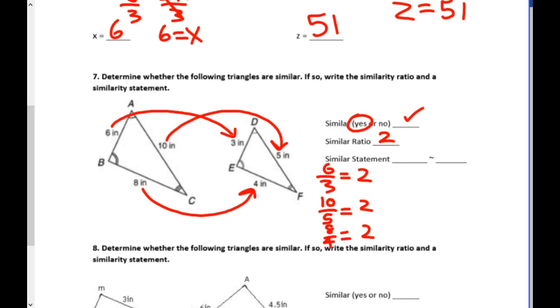So my statement is triangle ABC is similar to triangle DEF, and they need to match up. It's not always in alphabetical order, but in this case it is. Okay.